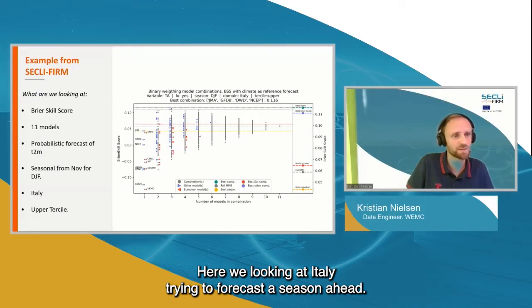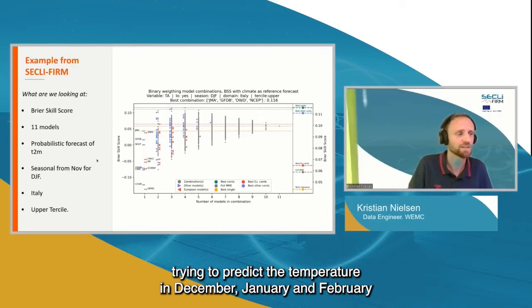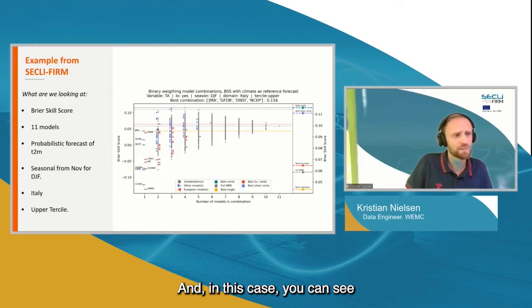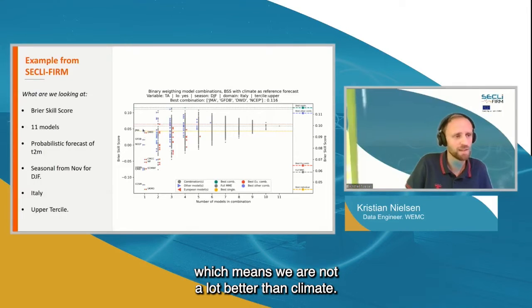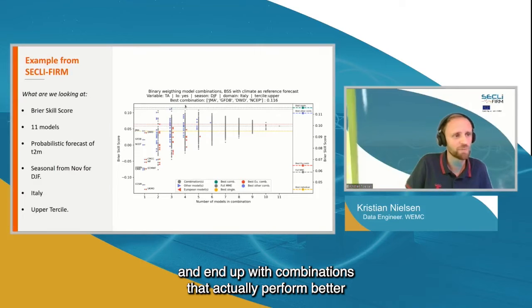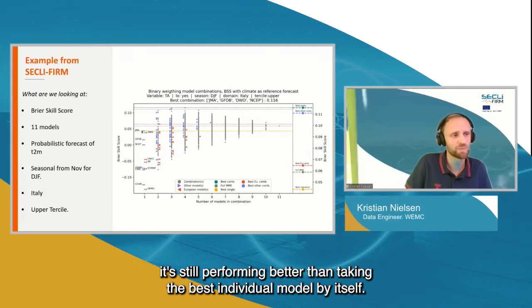Here we're looking at Italy, trying to forecast a season ahead. So this is a forecast for November, trying to predict the temperature in December, January, February for an upper tercile, so the upper 35% of our past observations. And in this case, you can see that models in general are not very skillful. We are close to 0 here regarding the Brier skill score, which means we are not a lot better than climate. But you can still see we can combine some of the models and end up with combinations that actually perform better than any of the individual models. And actually, just in this case, taking all the models is still performing better than taking the best individual model by itself.